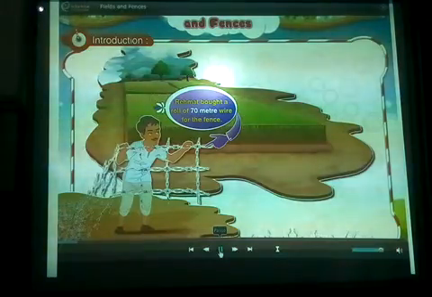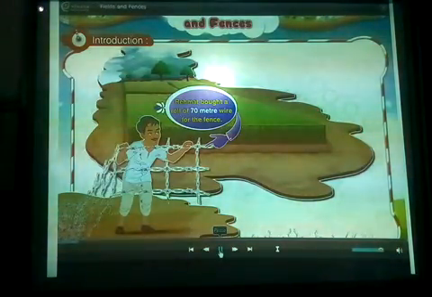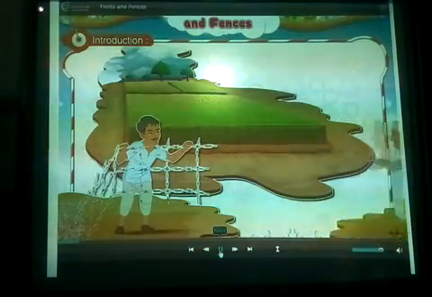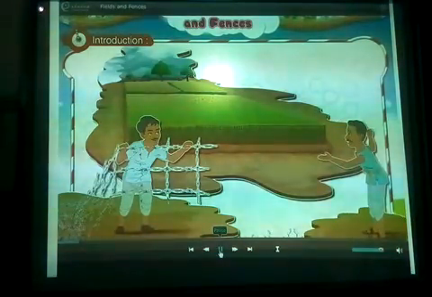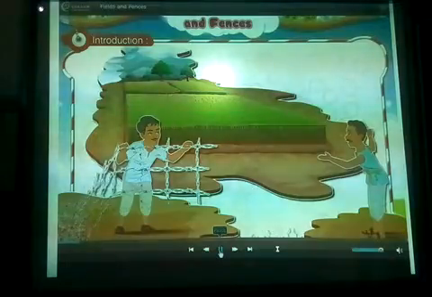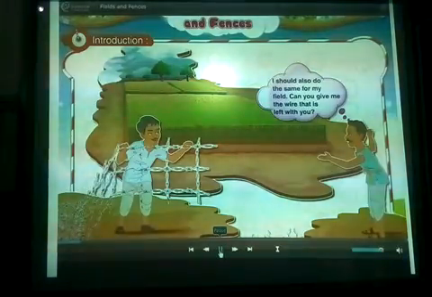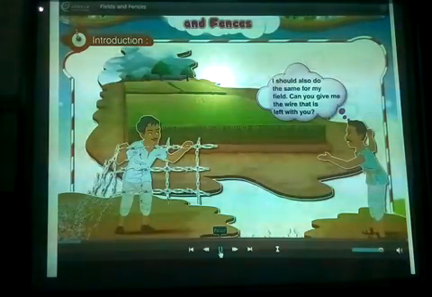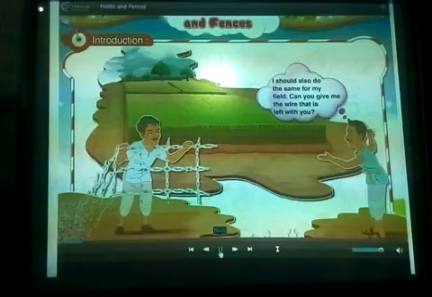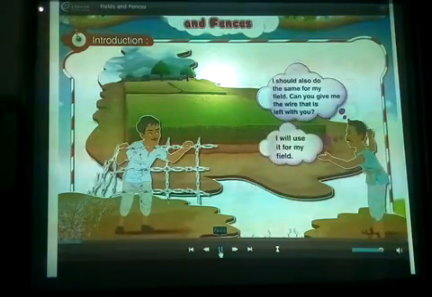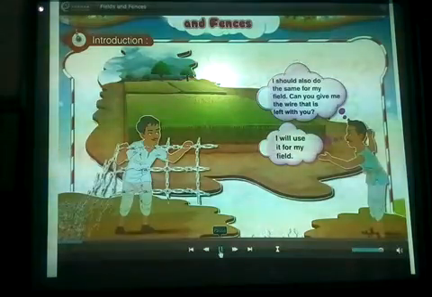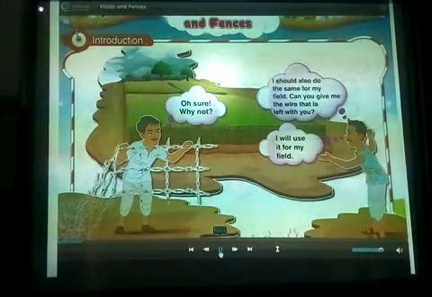Rahmat bought a roll of 70 meter wire for the fence. Looking at what Rahmat did, Ganpat thought, I should also do the same for my field. So, he asked Rahmat, can you give me the wire that is left with you? I will use it for my field. Rahmat said, oh sure, why not?